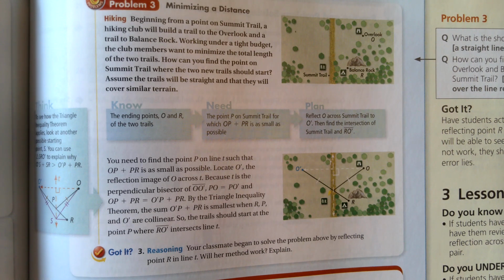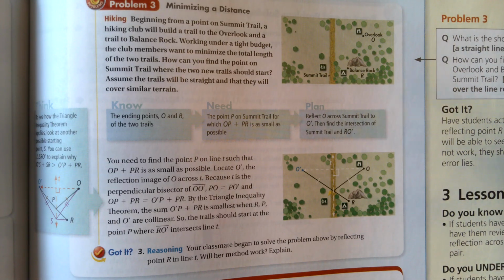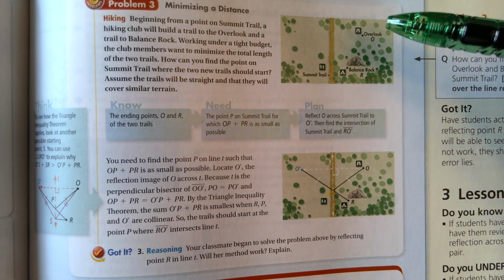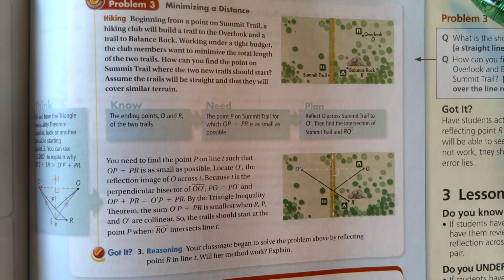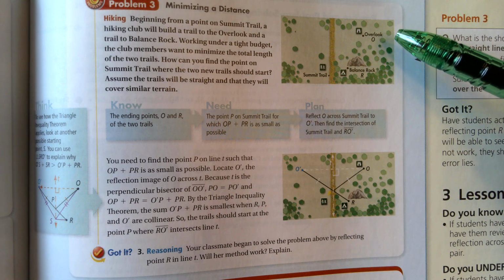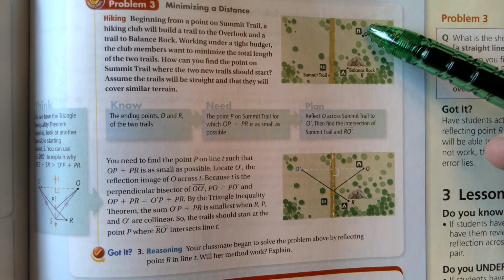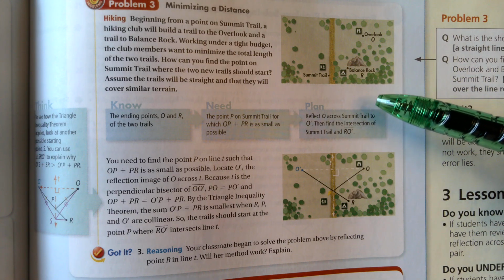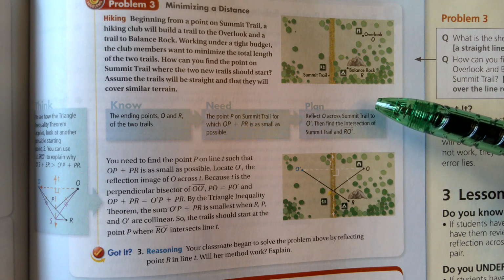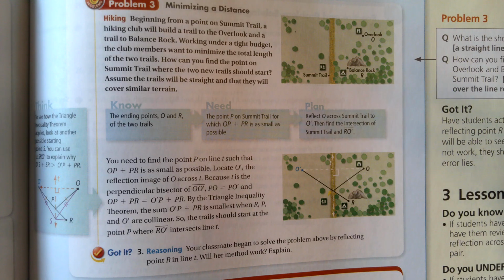Okay, so let's read it together. So hiking. Beginning from a point on Summit Trail, right here, a hiking club will build a trail to Overlook Park. Overlook's over here. And a trail to Balance Rock, which is over here. Working under a tight budget, the club members want to minimize the total length of the two trails.